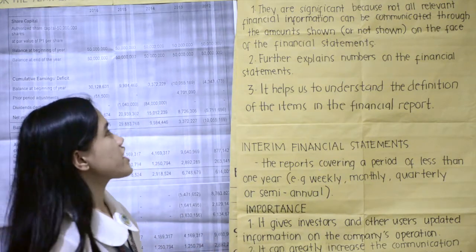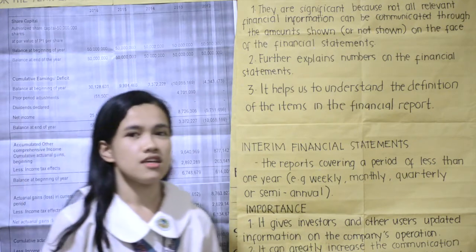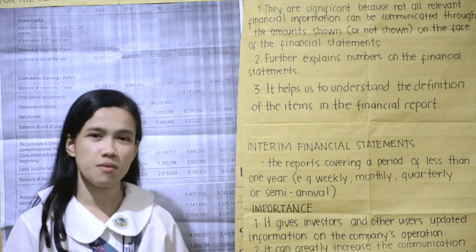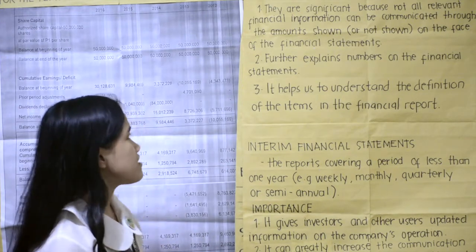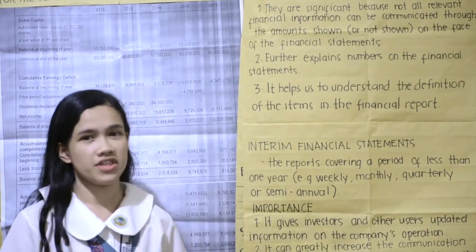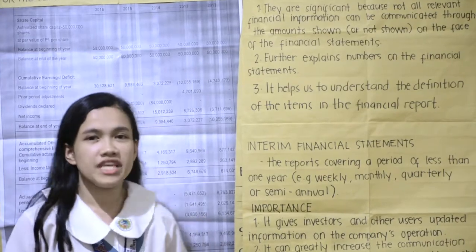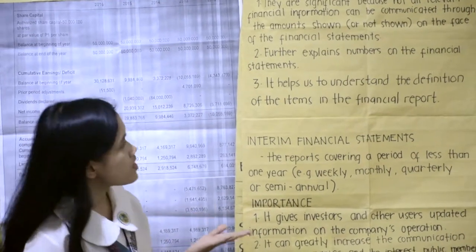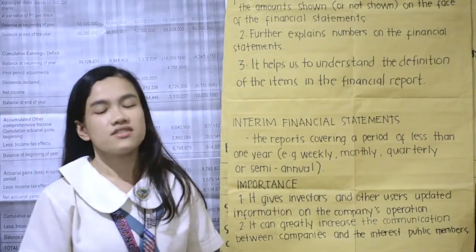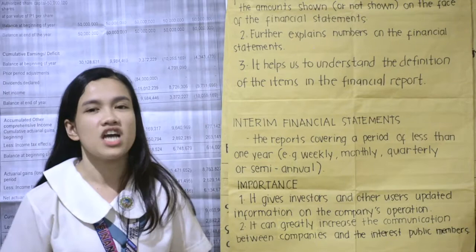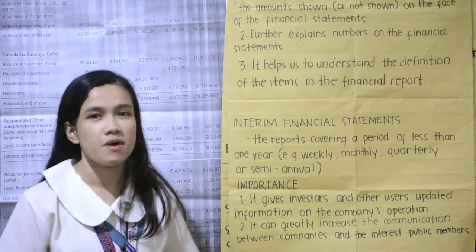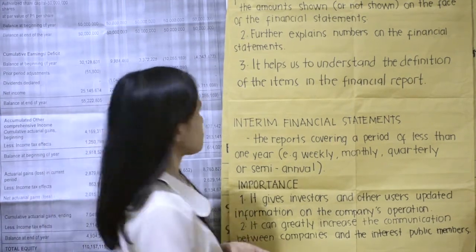Second, it further explains numbers on the FS. The notes to FS provide explanations on how these numbers are calculated. Then lastly, it helps us understand the definition of the items in the financial report. It is of great importance for analysts and leaders to read the notes to FS that are included in the company's report. These notes contain information which has material effects on the bottom line return that an investor expects from an investment in the company.